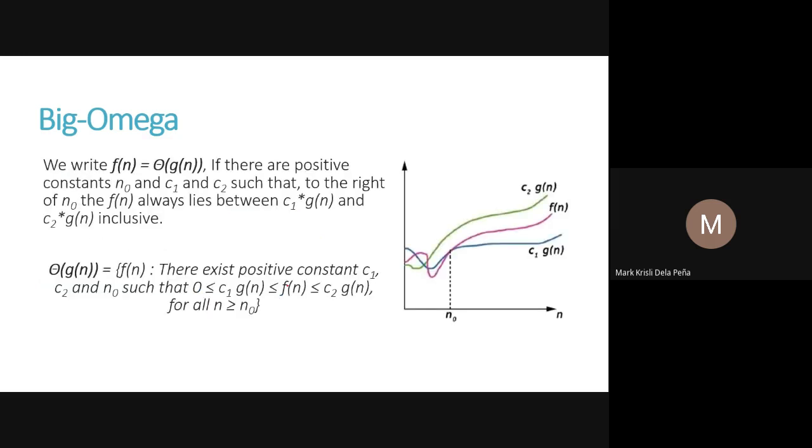Next is Big-Theta. So please change this, this is not omega, but theta. We write f of n is equal to Big-Theta of g of n if there are positive constants n sub 0, c sub 1, and c sub 2 such that to the right of n sub 0, our f of n is between c sub 1 g of n and c sub 2 g of n. So again, if you recall the comparison earlier, our Big-Theta should be in between the worst case and the best case.